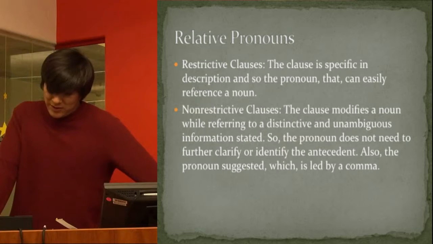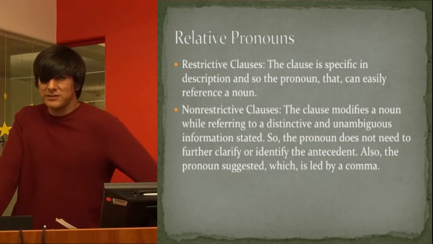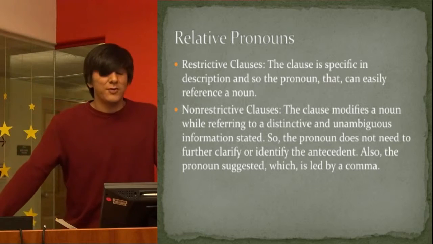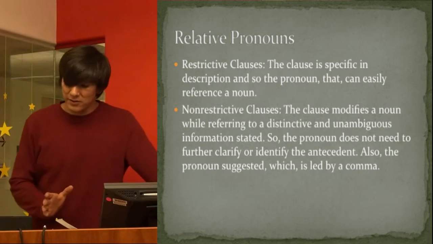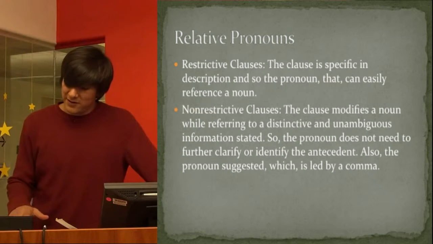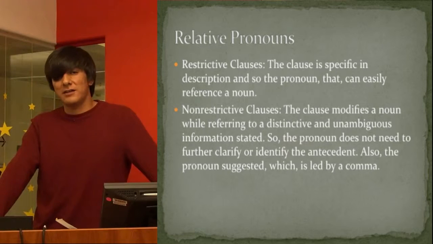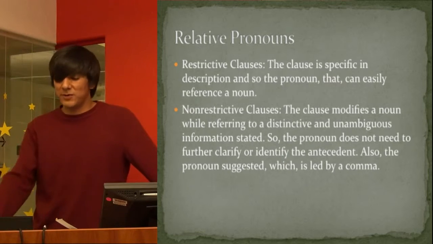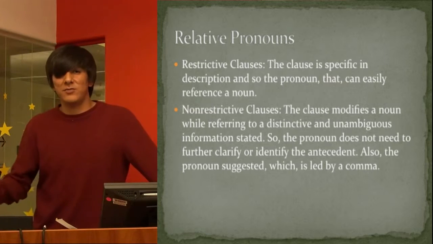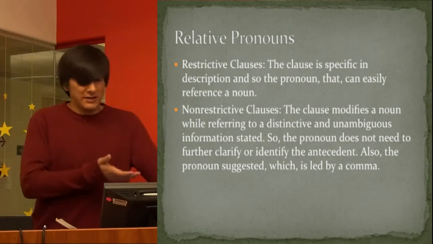Abco Incorporated sold a product that made millions. So the word that refers to a product, but that has a description after it, and it's made millions. So it's referring to a product that made millions. It's restrictive in its intent.